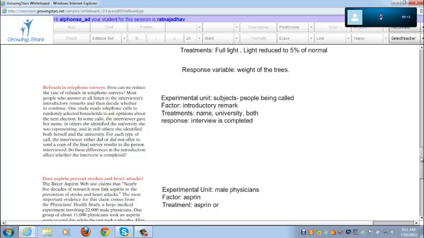The factor is aspirin. Treatment is what we are suspecting will cause the response. We are checking whether the aspirin will decrease heart attacks. We are not checking whether the placebo will decrease heart attack. We are just checking whether the aspirin decreases heart attack. But to do that, we should actually also apply the placebo. So treatments are aspirin and placebo.